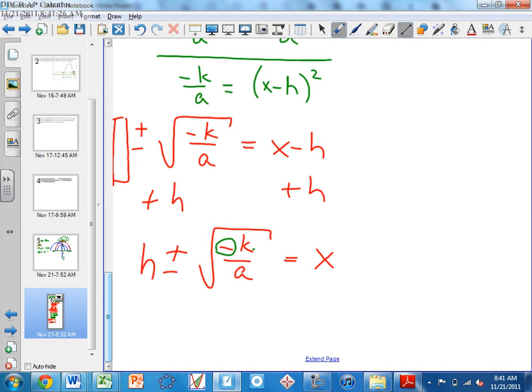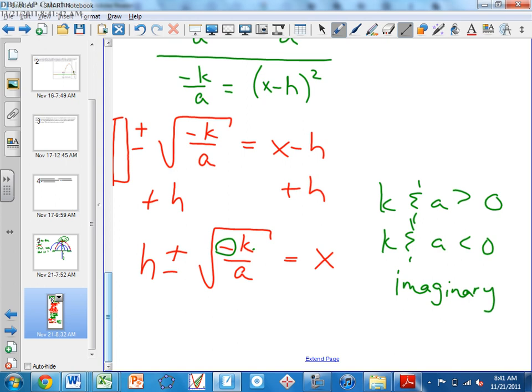So keep in mind, if k and a are greater than 0, or if k and a are less than 0, you end up with imaginary answers. And we'll talk about what to do with imaginary roots tomorrow. But if the signs of k and a are the same, your roots will be imaginary.